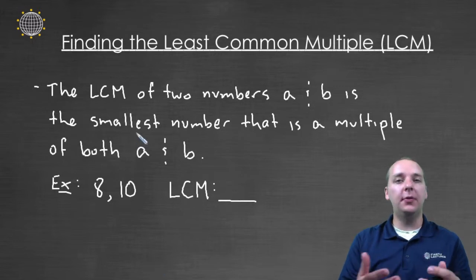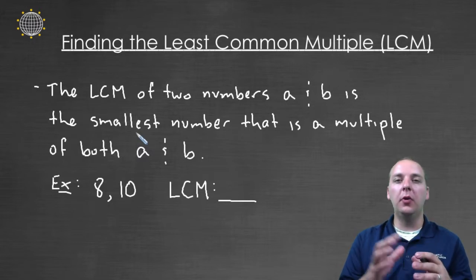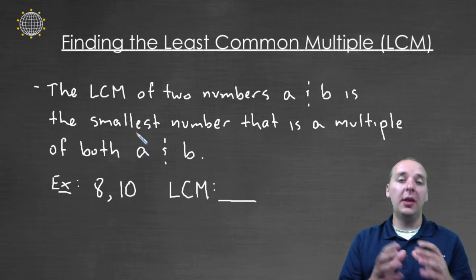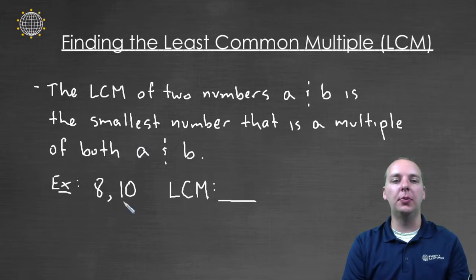Now there's a couple of different ways you can find the LCM of two numbers. One way is a little bit more informal, one way is a little bit more formal. The vast majority of the time, the informal way will work just fine. But in this video, we're going to cover both. I'm going to show you both ways of finding the least common multiple.